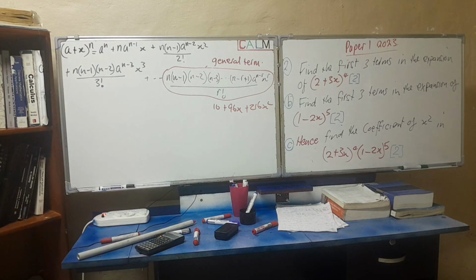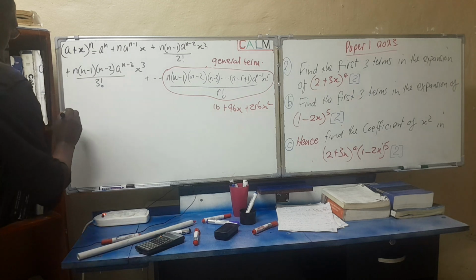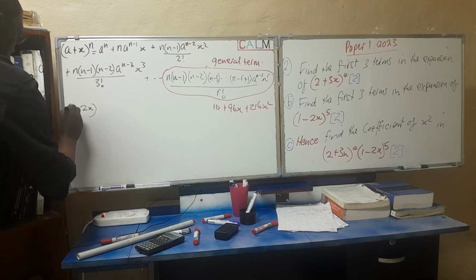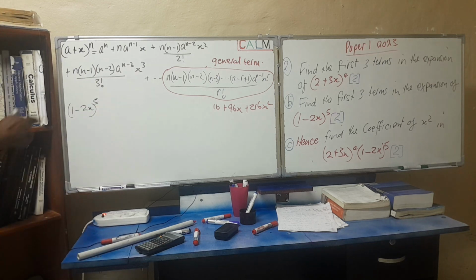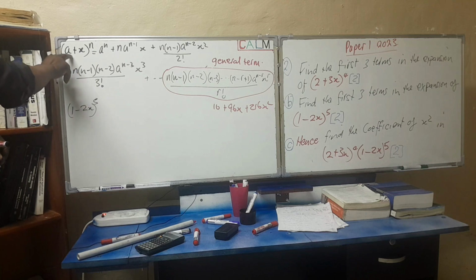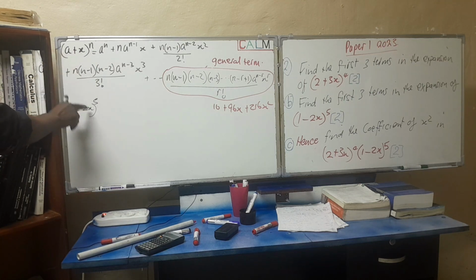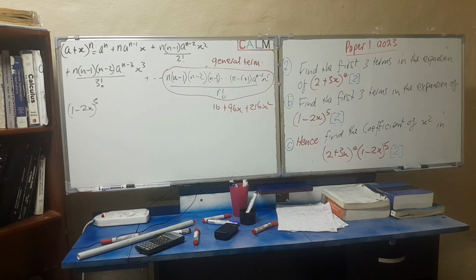Right. Question B. Find the first 3 terms in the expansion of (1 minus 2x) to the power 5. Once again, we have this. It's (1 minus 2x) to the power 5. Our n here is 5. Our a is 1. And our minus 2x takes the place of x.